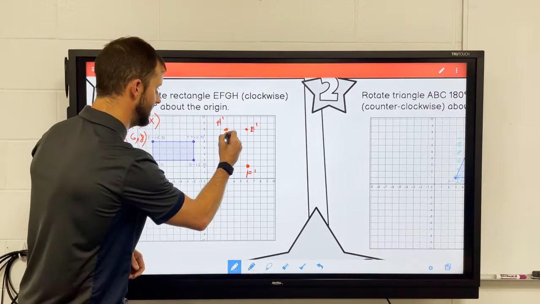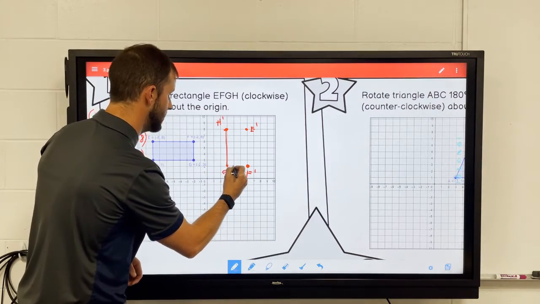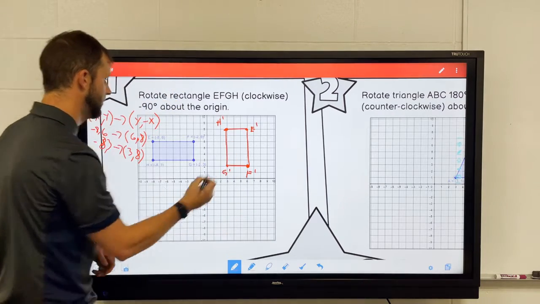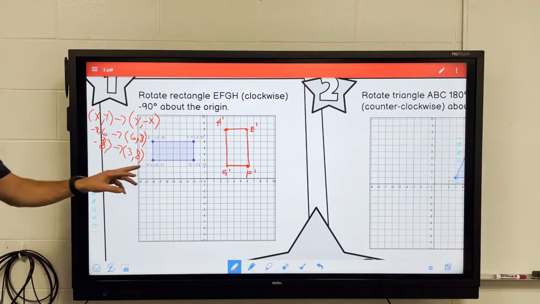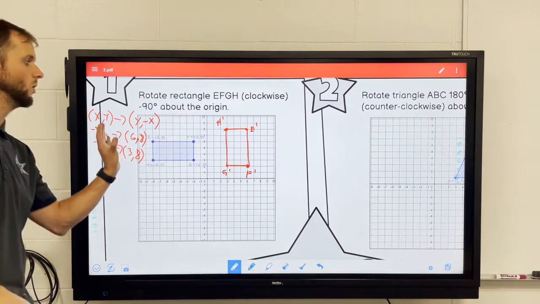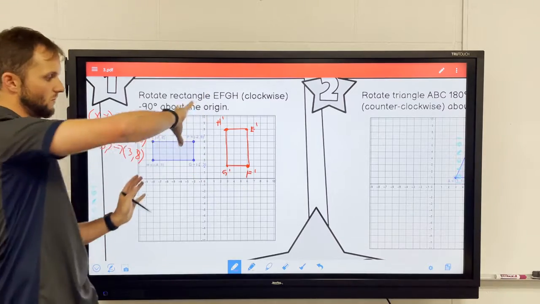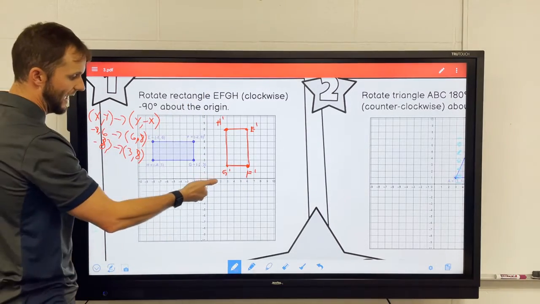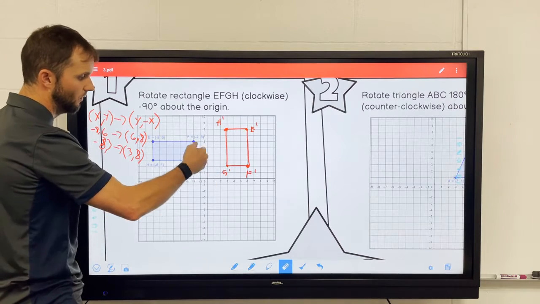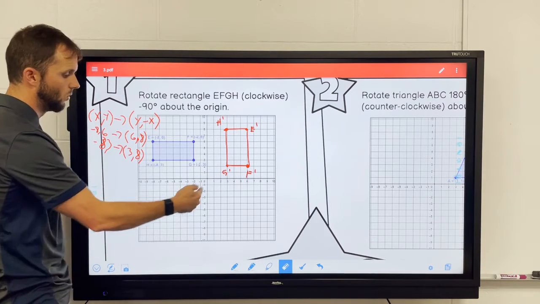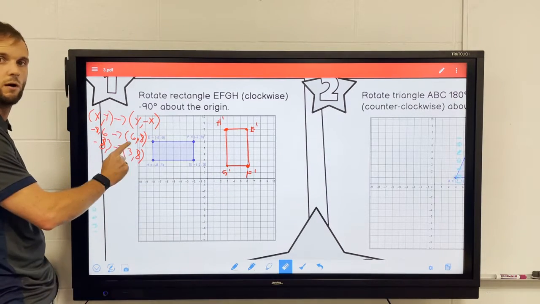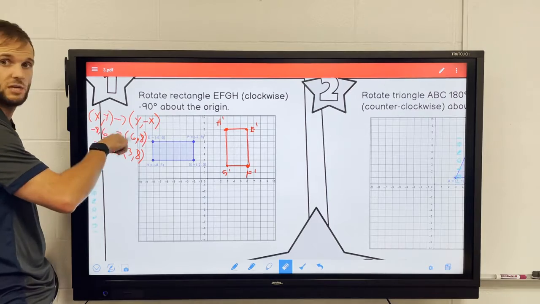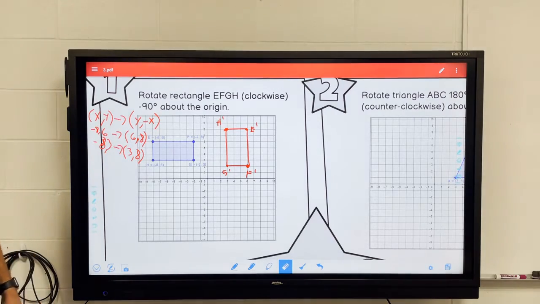So ladies and gentlemen, this is going to be rectangle E'F'G'H' here, rotated negative 90 degrees. So I'm rotating negative 90 degrees about the origin. So again, you can either count and then rotate that over and get your counting part, or you can do it through the rules here that I gave you, okay? All right, so let's jump over to example number 2.